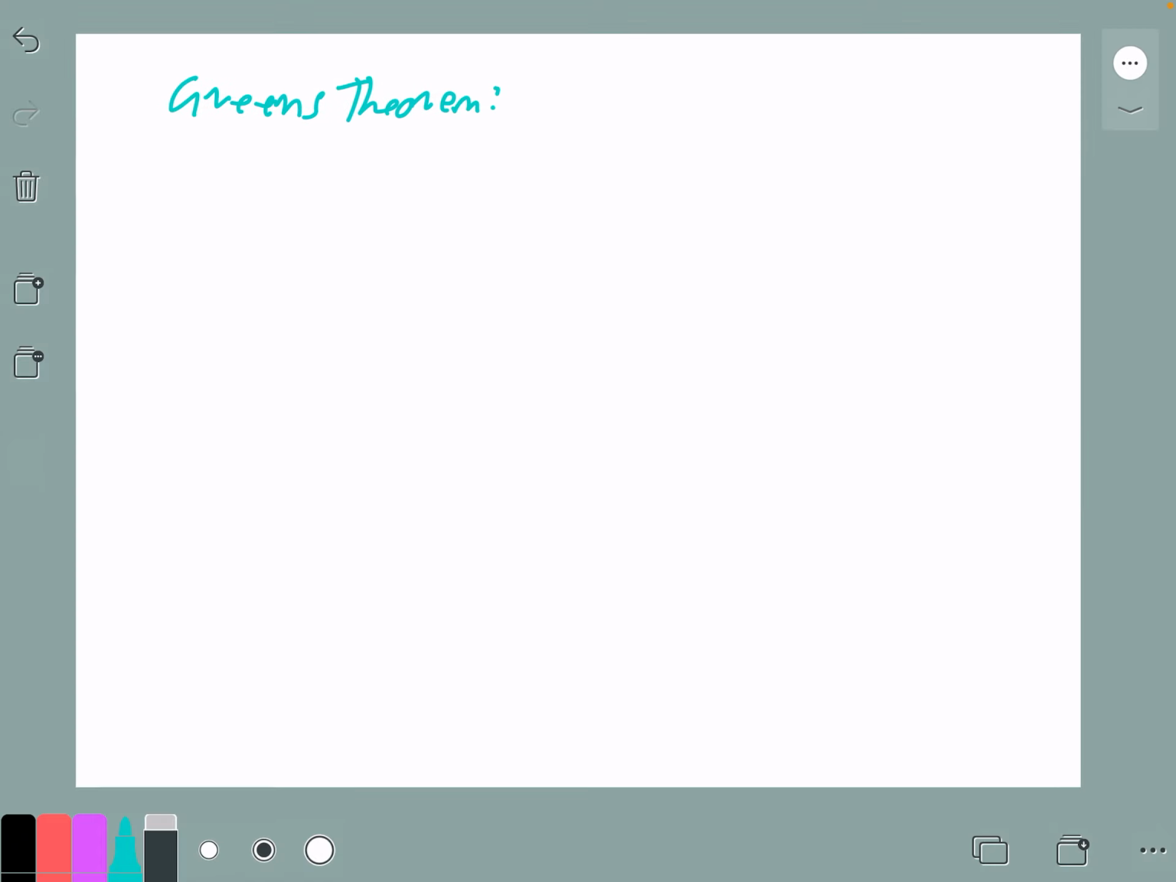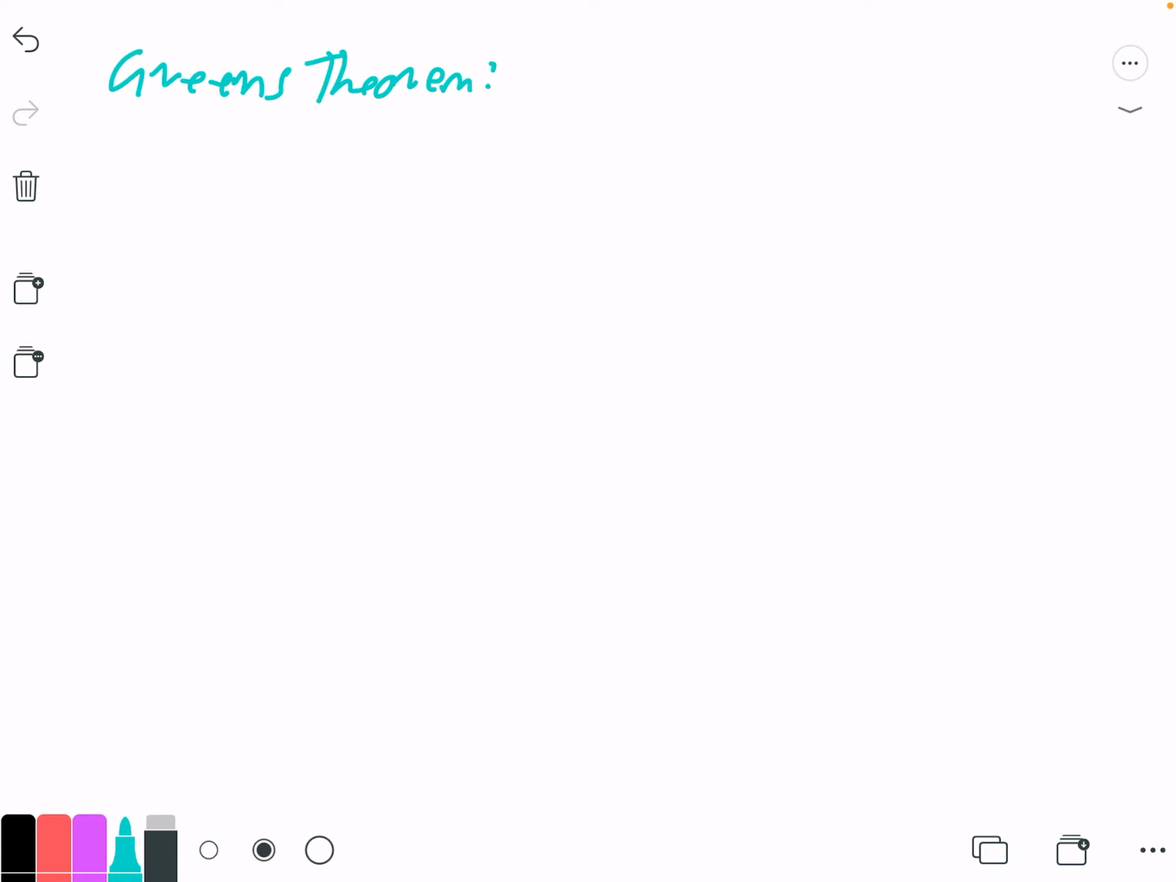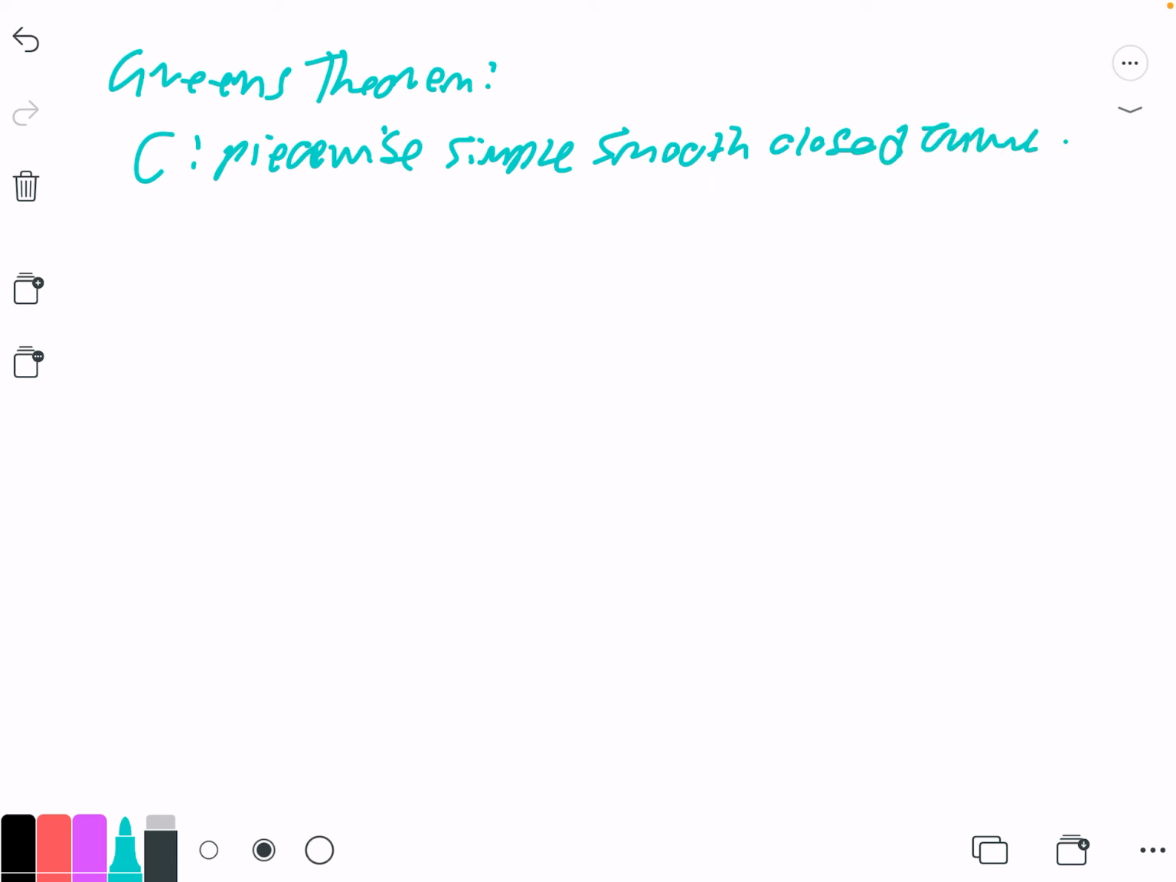Green's theorem. So this is the general line integral definition. So, instead of saying contour, we're going to say suppose C is a positively oriented, piecewise smooth, simple, closed curve. That's a lot of words. In a plane. Right, so C is a piecewise smooth, simple, closed curve in a plane.